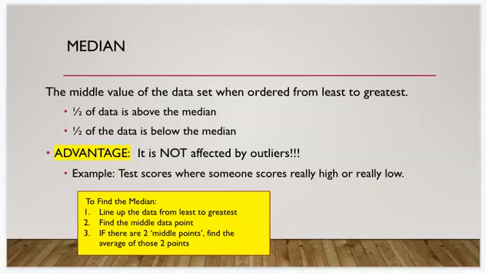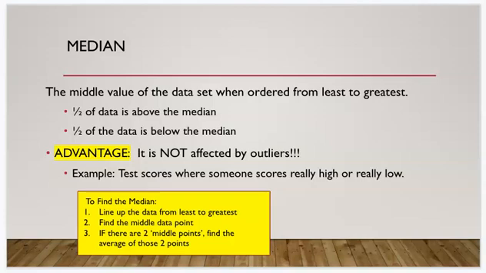Welcome. Let's continue our discussion of measures of central tendency and the housing conundrum with the median. The median is the middle value of the data set when it's ordered from least to greatest. Half of the data is above the median and half of the data is below the median. An advantage of the median is it is not affected by outliers. An example of when to use the median would be when someone scores really high or really low.